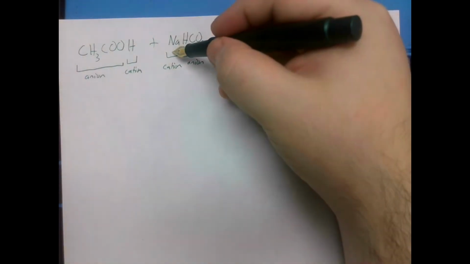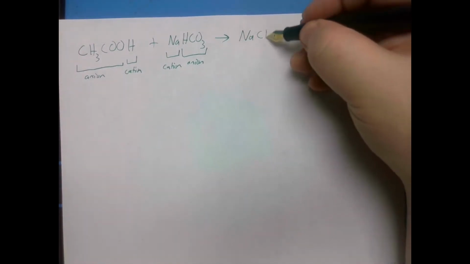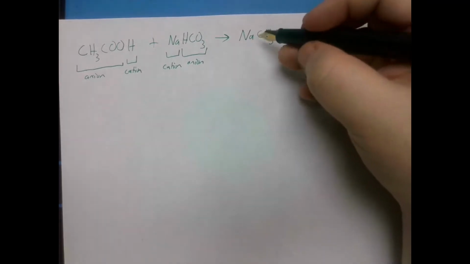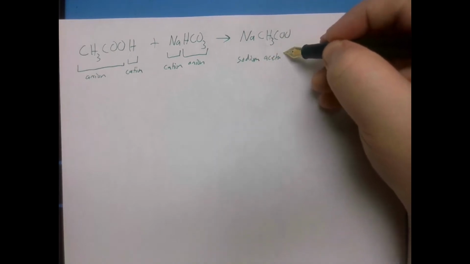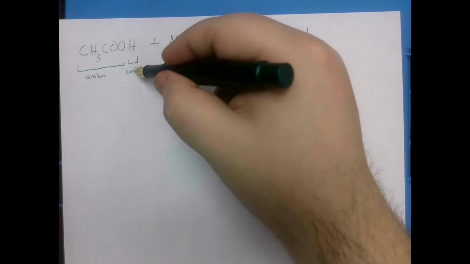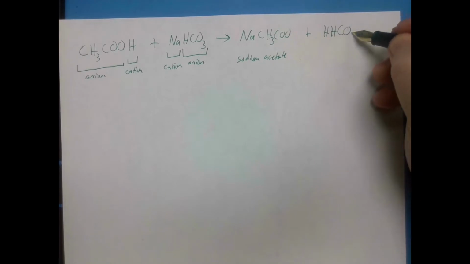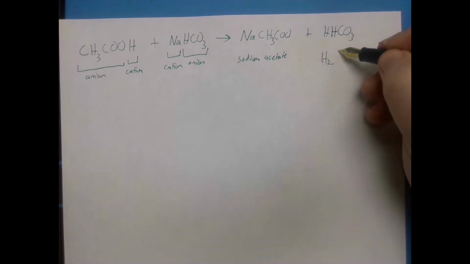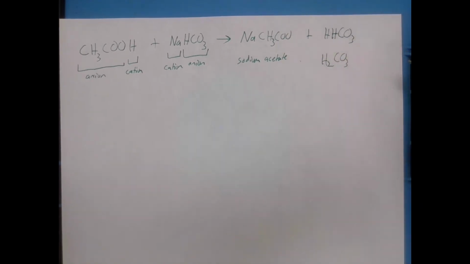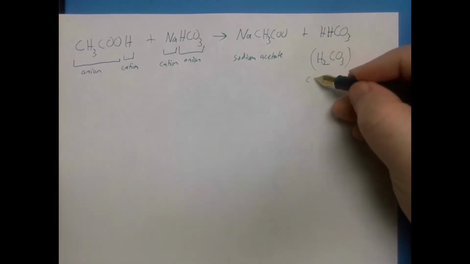This is a double displacement reaction. So the cation is going to react with the anion here to make sodium acetate. And the cation here, H, is going to react with the anion here. When these react together, these hydrogens group together to make this covalent... Actually, it makes an acid. This is carbonic acid.